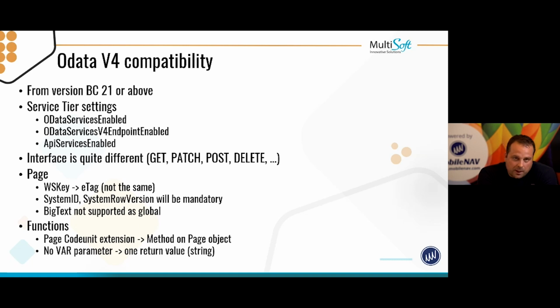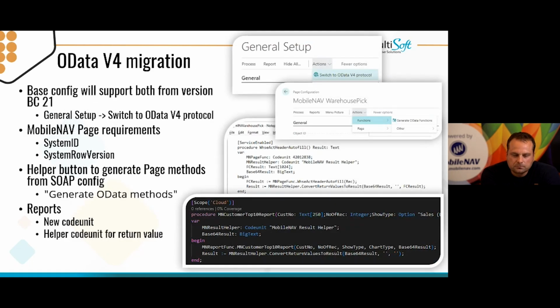The workaround is that you can have a return value, which is a string, and in MobileNAV we will provide you a result helper codeunit, which can help you in composing multiple return values in one string, and the MobileNAV application can then use that for processing the return value.